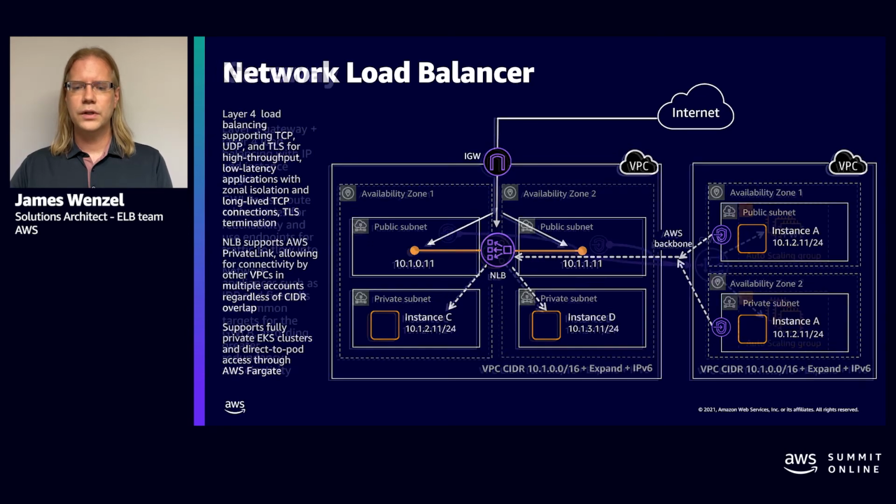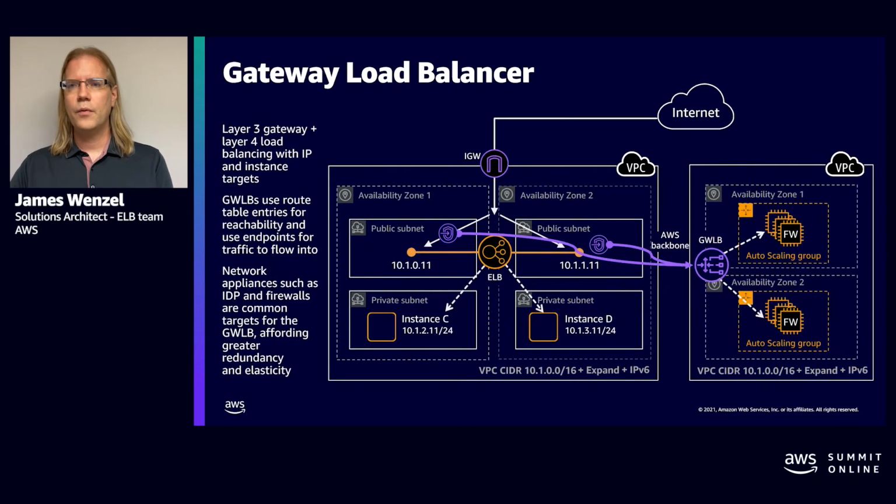And then the last one is a gateway load balancer. Now, the gateway load balancer is very different from the ALB and the NLB in the fact that it is not something that you would expose to the internet to route traffic back and forth to your targets for your workloads, as much as it's for putting in front of IDP or firewall type devices that will be inspecting traffic.